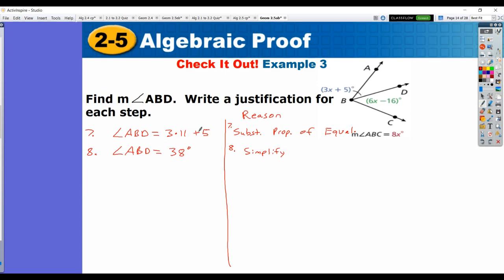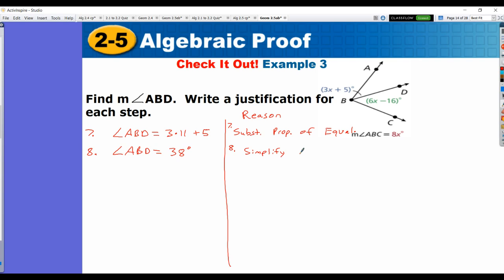What I just did there is my substitution property of equality, because I substituted in 11 for x. Then my last step, I'm going to simplify that to get my actual number for ABD, and my reason is that I'm just simplifying.